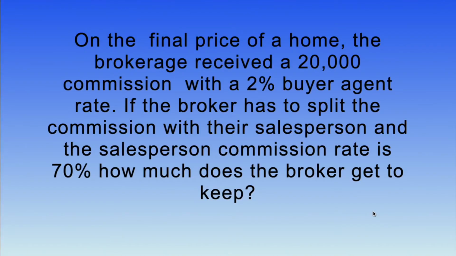All right, guys, so again, they're going to get a little bit more wordy. On a final price of a home, the brokerage received $20,000 commission with a 2% buyer agent rate. If the broker has to split the commission with their salesperson and the salesperson's commission rate is 70%, how much does the broker get to keep? Okay, guys, so in this case, read what the question is really asking. It says if the broker has to split the commission with their salesperson and the salesperson's commission rate is 70%, how much does the broker get to keep?